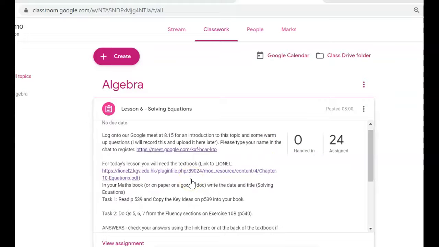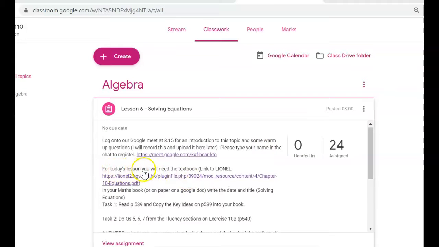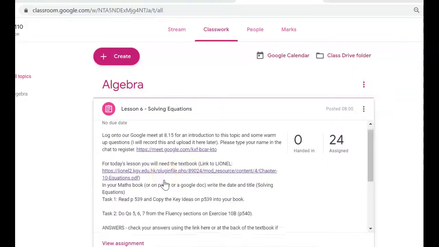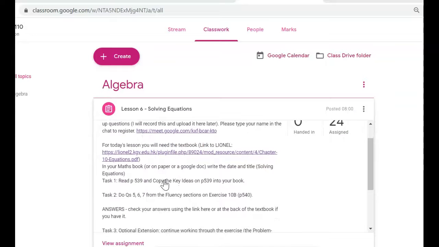Okay, next bit then. For today's lesson, you'll need the textbook. So I've put the link there, even better if you've got the actual book at home. And you're going to be working in your maths book, or if you don't have your maths book, on paper or Google Doc. So the title for today is Solving Equations, and the date is the 18th of February. So please do title and date your work.